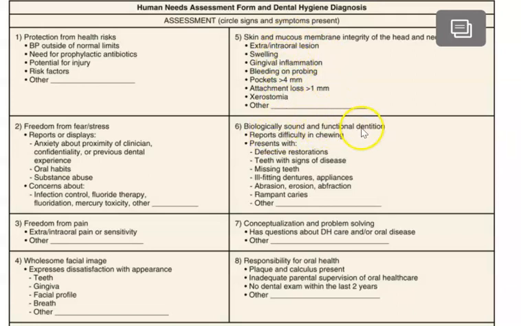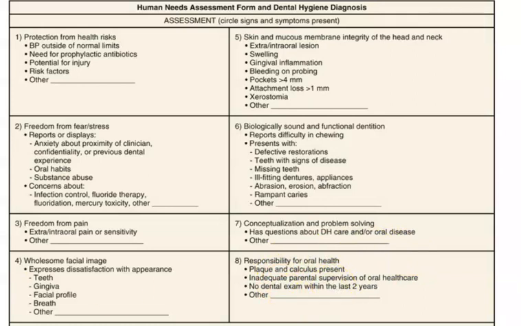Biologically sound and functional dentition. We want their dentition, we want their teeth to be perfect. And if it's not, if we see some things that we can help make suggestions to improve, we're going to address that. Conceptualization and problem solving. Our clients may have questions, and if they do, we're going to address them. And then lastly, responsibility for oral health. If we see that our client has lots of plaque and calculus, they're not taking good care of their oral hygiene, they're not visiting the dentist regularly, we're going to address that.